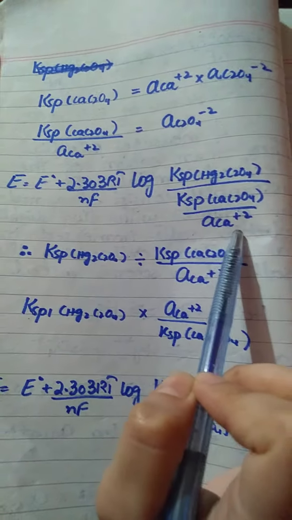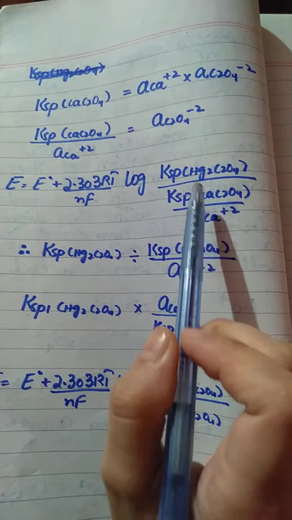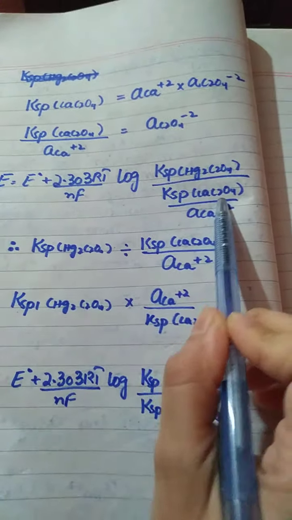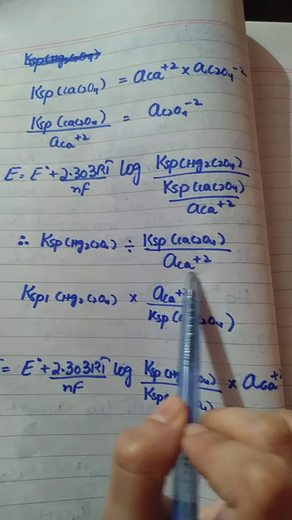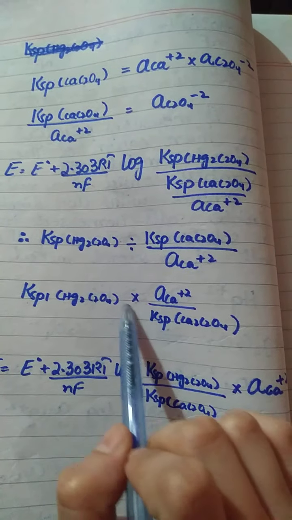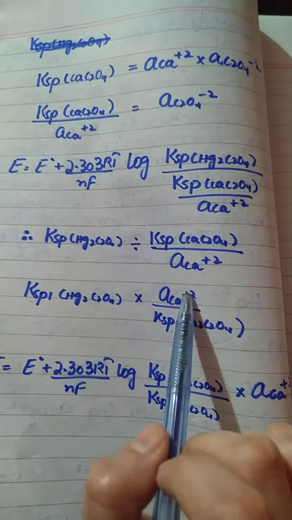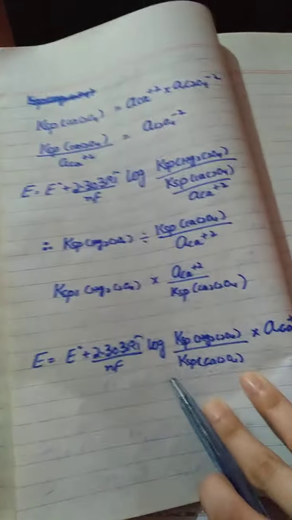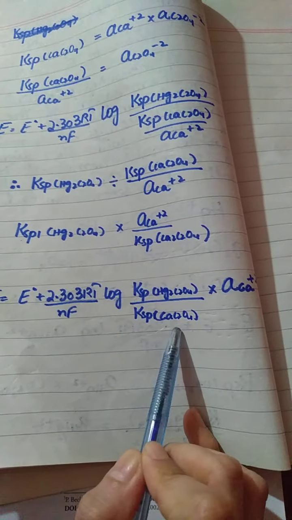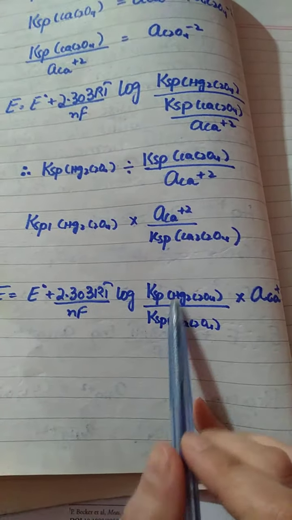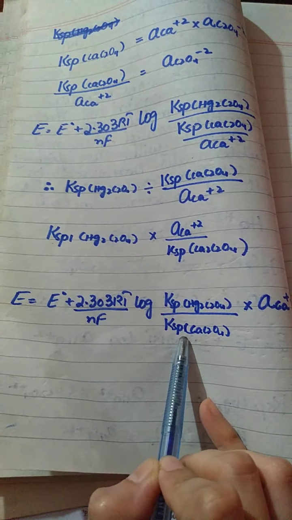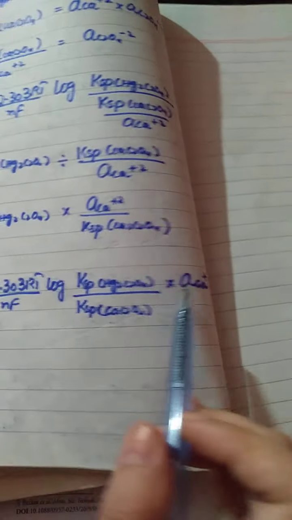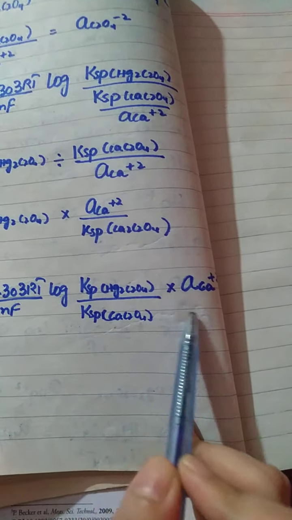If we simplify it more, it is Ksp of mercury oxalate divided by Ksp of calcium oxalate upon activity of this cation. This divide will change into multiply, the denominator becomes the numerator, and the numerator becomes the denominator. And the final form of this equation is written here, which shows that both Ksps must have a specific value, and this E naught is a constant. So the potential of this electrode would be directly dependent on the activity of the cation.